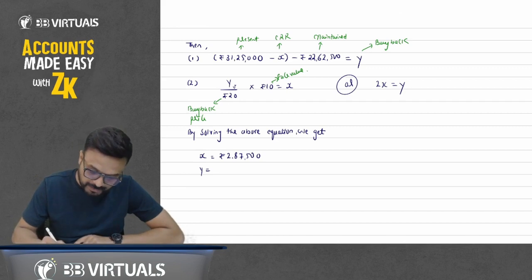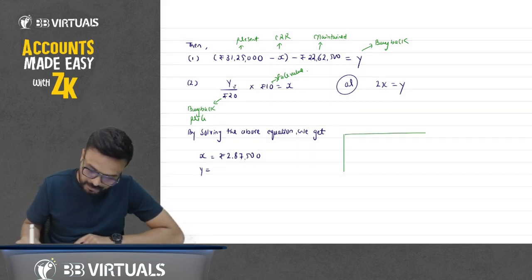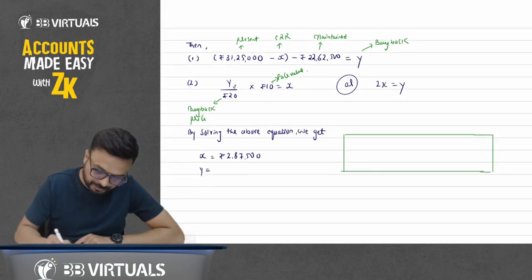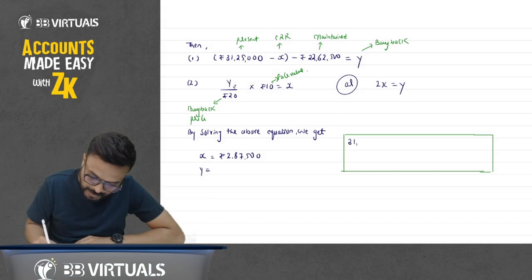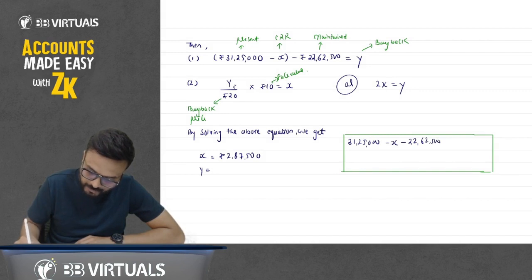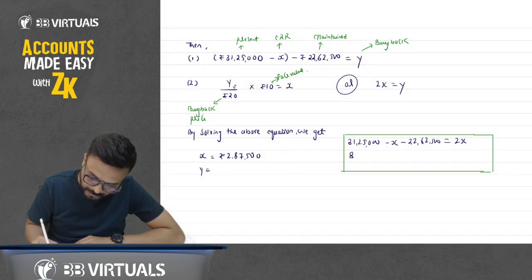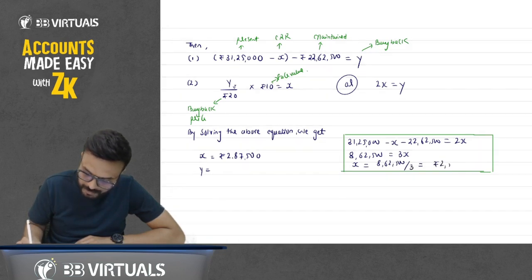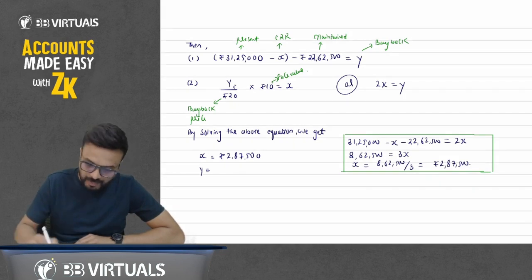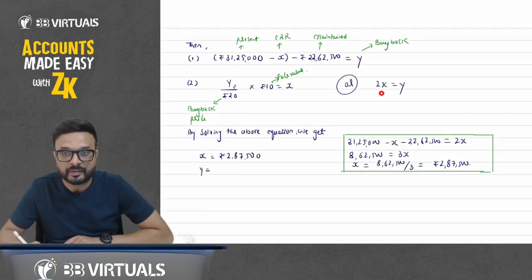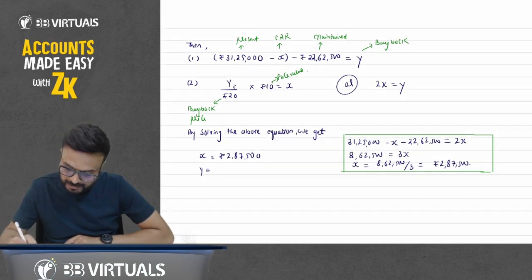How have we calculated this simple equation? 31 lakh 25,000 minus X minus 22 lakh 62,500 equals Y equals 2X. So it will come 8 lakh 62,500 equals 3X. X equals 8 lakh 62,500 divided by 3, which is 2 lakh 87,500. Now you can calculate easily, we have found X, so you can put the value of X here, that is 2,87,500.